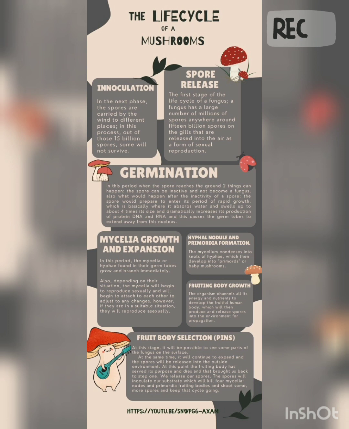We release our spores. The spores will travel outside, and new mushrooms will form primordia and fruiting bodies and shoot out some more spores and keep that cycle going.